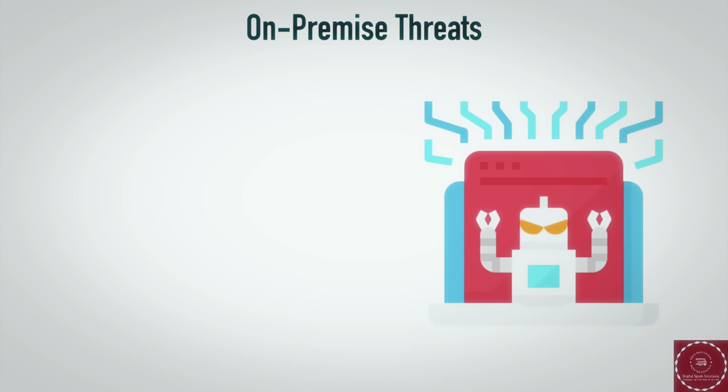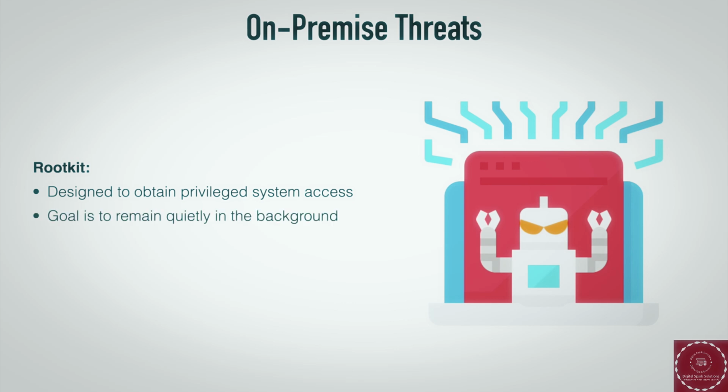A rootkit is a threat designed to provide privileged access to a system while remaining hidden, as opposed to some threats such as viruses or spyware, which can cause very visible issues. The goal of a rootkit is to remain quietly in the background, allowing an attacker to obtain remote access or control of a system. These are difficult to detect because of their ability to bypass security software.